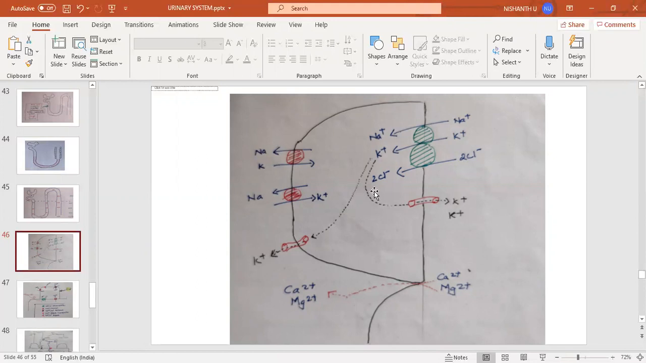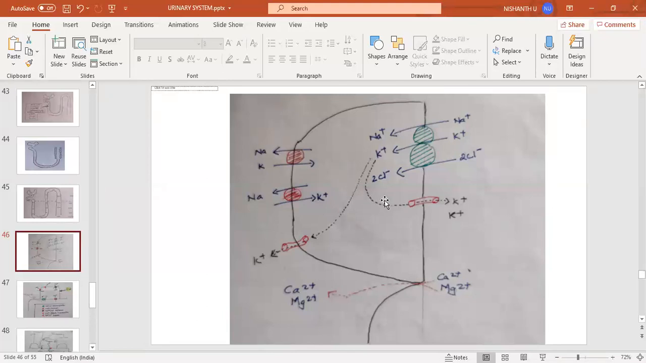So what we discussed, I will quickly review this one. The thick ascending loop of Henle contains a transporter called the sodium potassium 2 chloride cotransporter. It will transport sodium, potassium and chloride from the tubular fluid into the cell, and sodium will get reabsorbed with the help of sodium potassium ATPase. Chloride will remain inside the cell, and the potassium is moving inside the cell from the apical membrane. It is also moving inside the cell through the basolateral membrane. So the potassium concentration inside the cell becomes too much. It cannot be handled by the cell.